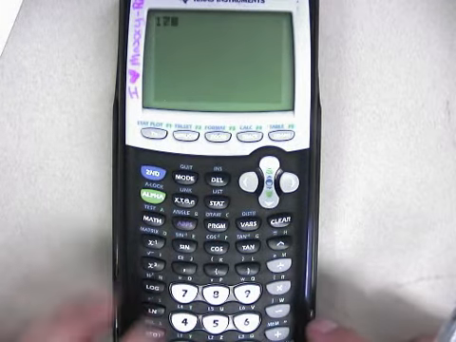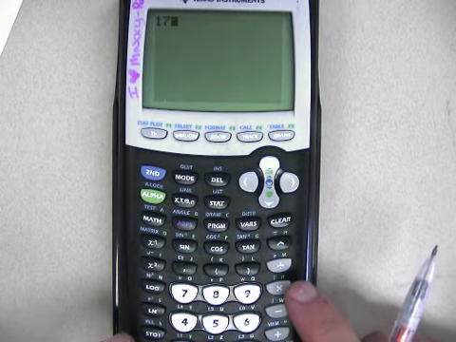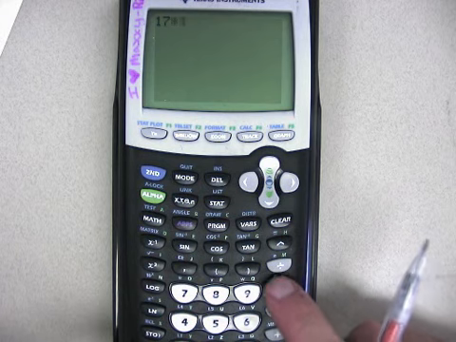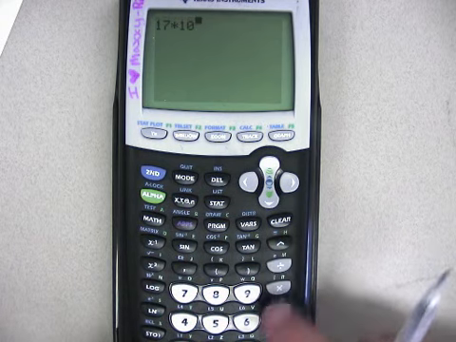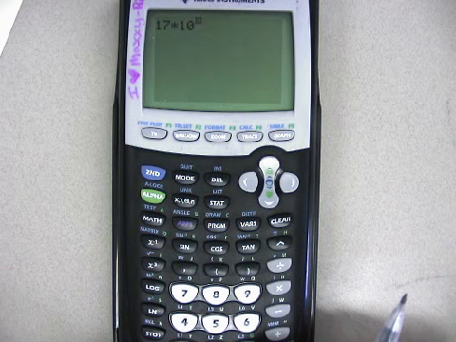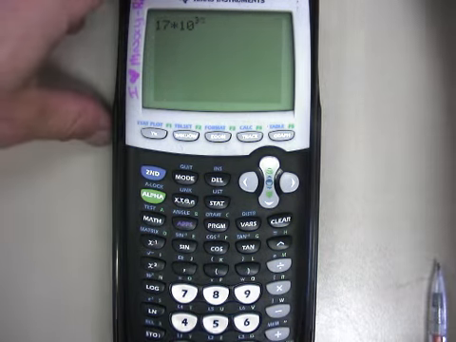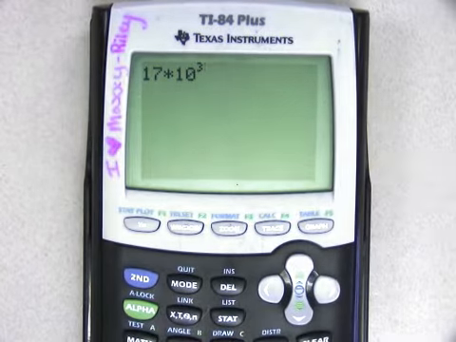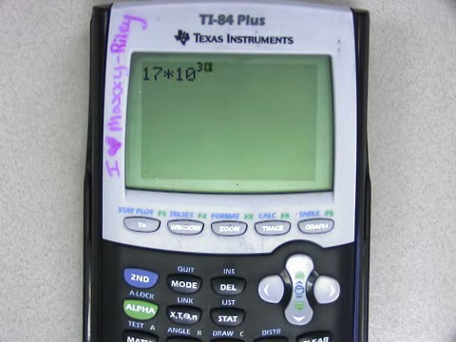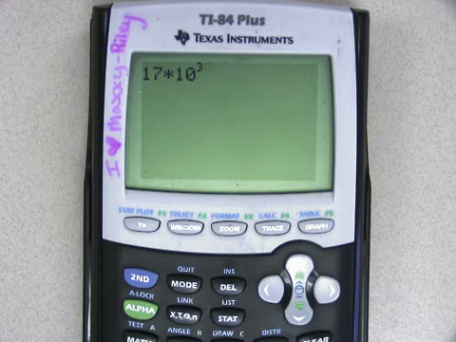A lot of people, when they do scientific notation, they'll see the times, they'll see the 10, and they'll do the caret, and then they'll do the 3. That's not necessarily wrong when you do it that way, but you're going to find out that that is going to give you all kinds of problems. And so I don't suggest that you do it that way.